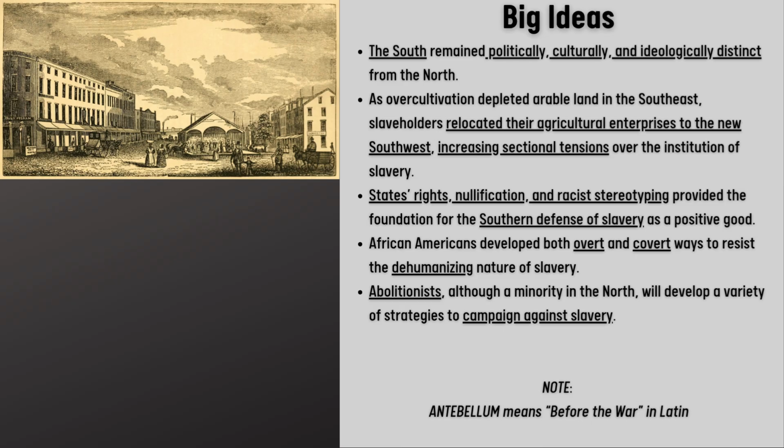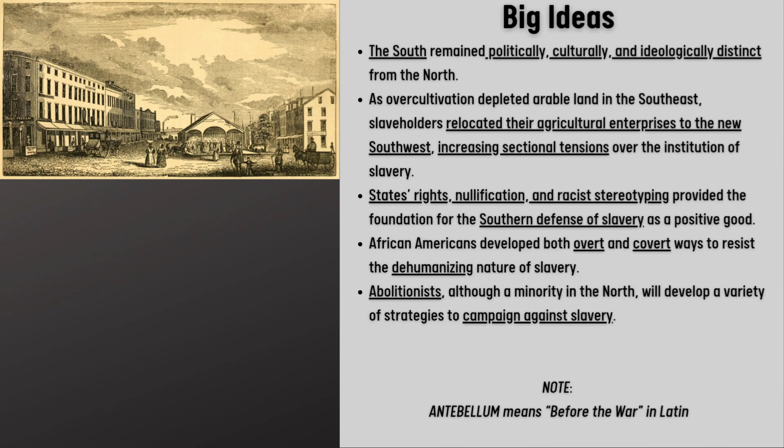as well. This distinction was deeply rooted in the region's heavy reliance on agriculture, which was supported by the institution of slavery. As overcultivation depleted land in the southeast, many slaveholders moved their operations to the new southwest. This relocation wasn't just about finding fresh land, it intensified sectional tensions across the country, particularly over slavery.